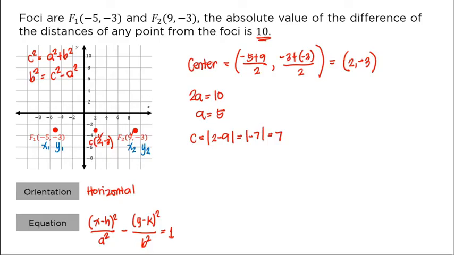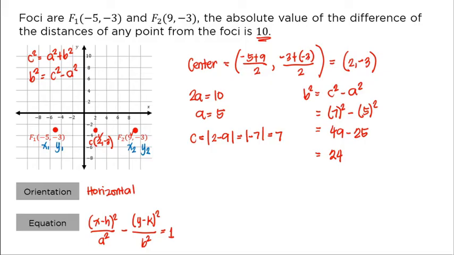Therefore, we can now solve for b squared. So b squared is equal to c squared minus a squared. c squared is 7 squared, minus a squared, which is 5 squared. So that is 49 minus 25, and that is equal to 24. So the value of b squared now is equal to 24.